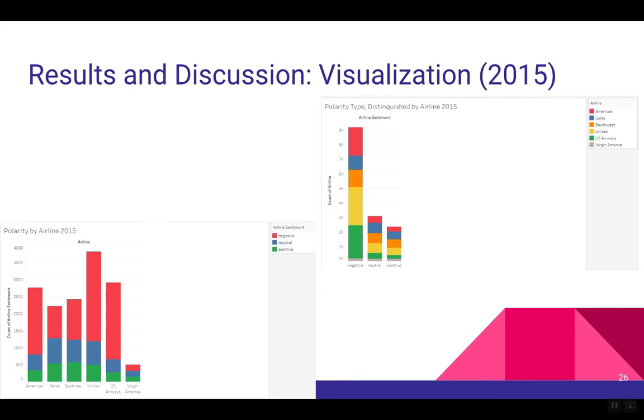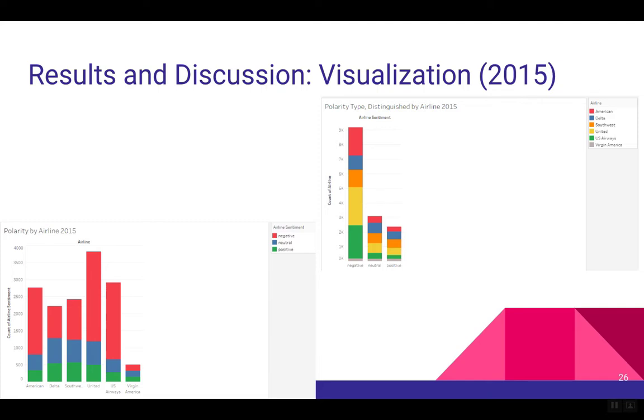Here in 2015, we highlighted our data sets both by polarity type, so when we consider negative, neutral, or positive sentiment, as well as broke that down by airline, which you can see there in the bottom left-hand portion of the screen. So evidently in that bottom part of the visualization, red is negative tweet sentiment, blue is neutral, and green is positive. And you can see how we are overwhelmingly negative across pretty much all airlines, with American, United, and U.S. Airways certainly having the brunt of those issues.